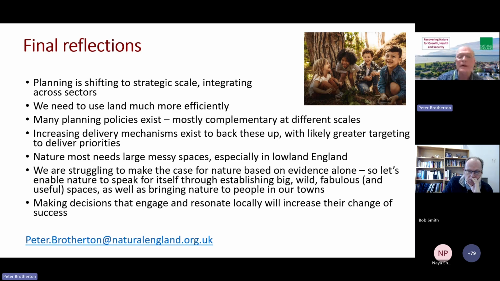Nature does need more large, messy spaces in particular, especially in lowland England. And I think if we delivered on those, that would give another benefit, because although we're struggling to make the case for nature, what those places deliver is our fabulous, big, wild, exciting spaces that make the case for nature themselves. It allows nature to speak for itself and allows communities to say, I'd like more of this, please. And in doing so, we also need to bring nature to people in their towns where they live.